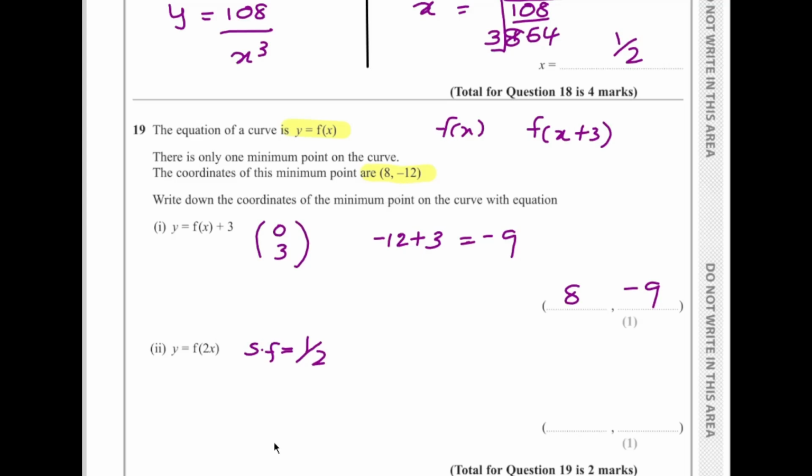How do you recognize whether the x coordinate gets changed or the y coordinate gets changed? Look at the transformation equation. If it is inside bracket, yes, x coordinate. If it is outside bracket, it is y coordinate. So let's multiply the x coordinate by half. Then 8 into half, which becomes 4. So the new coordinate is x coordinate 4, y coordinate stays the same, which is minus 12, because the change has been taken inside bracket.